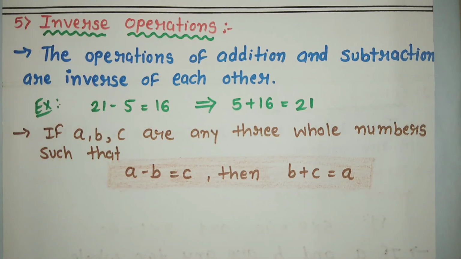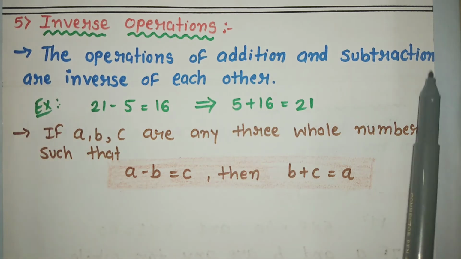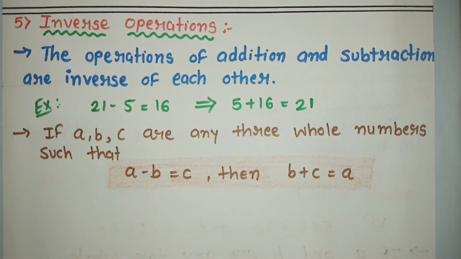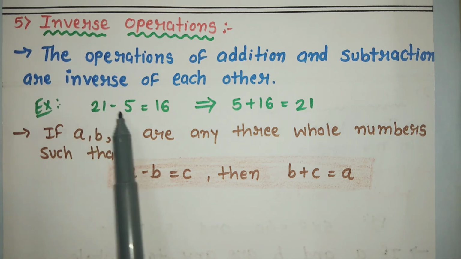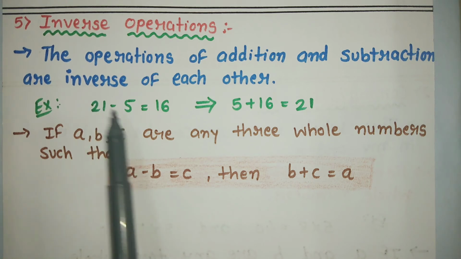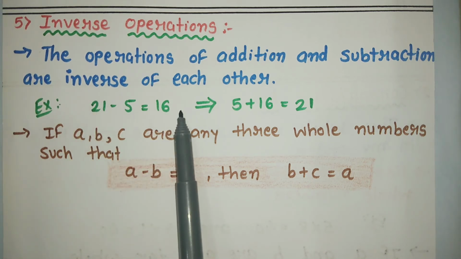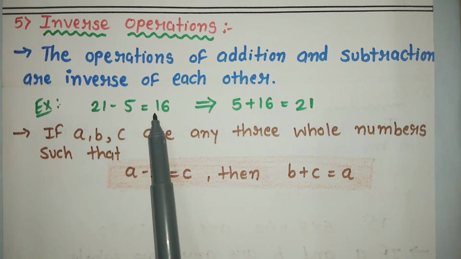The fifth one is inverse operations. Have you ever heard the word inverse? Inverse means opposite. So let's check what the inverse operation is. The operations of addition and subtraction are inverse of each other, meaning they are opposite of each other. Let's check how these operations are inverse. 21 minus 5. I want to do 21 minus 5. So 21 minus 5 is 16.